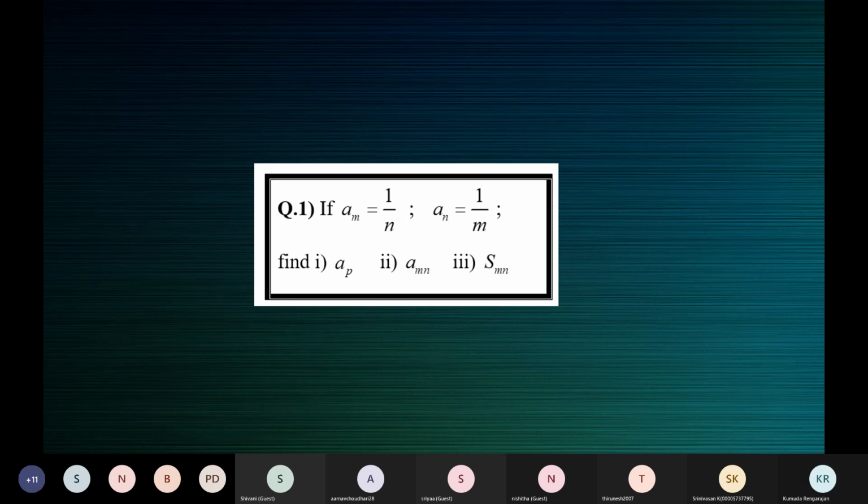Done, children? Yes, ma'am. Yeah, somebody read the question for me in words. If the mth term of an AP is 1 by n and its nth term is 1 by m, then find the three parts given there.